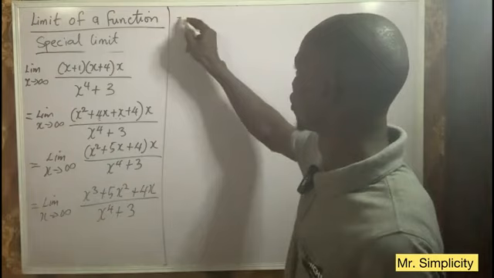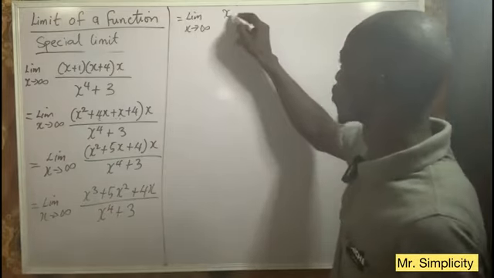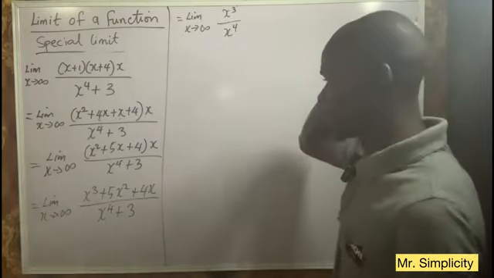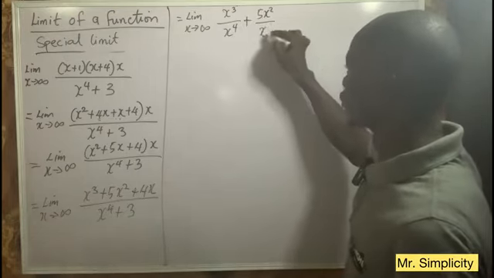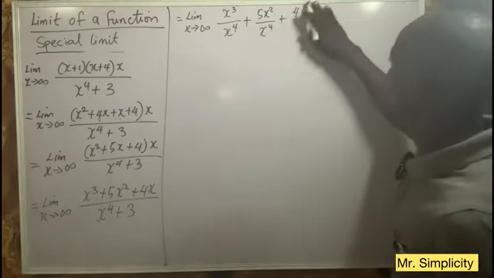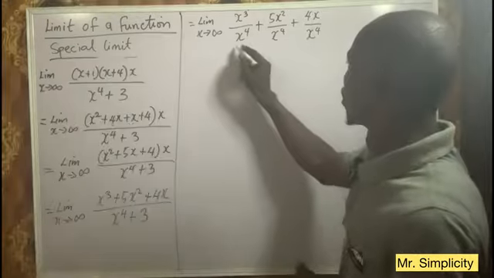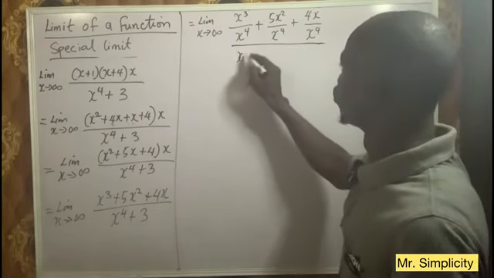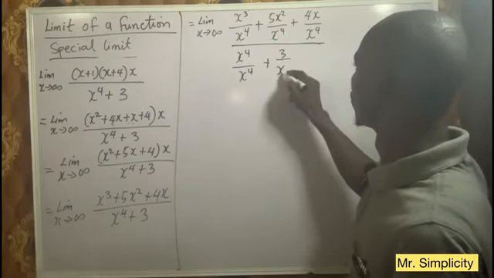And in so doing, we have limit as x tends to infinity, x cubed over x raised to power 4 plus 5x squared over x raised to power 4 plus 4x over x raised to power 4. Then at the denominator, we'll be having x raised to power 4 over x raised to power 4 plus 3 over x raised to power 4.